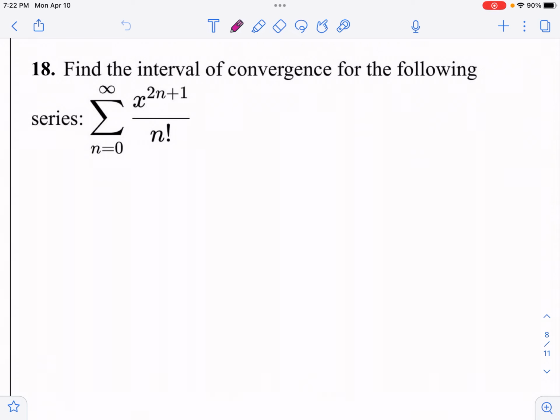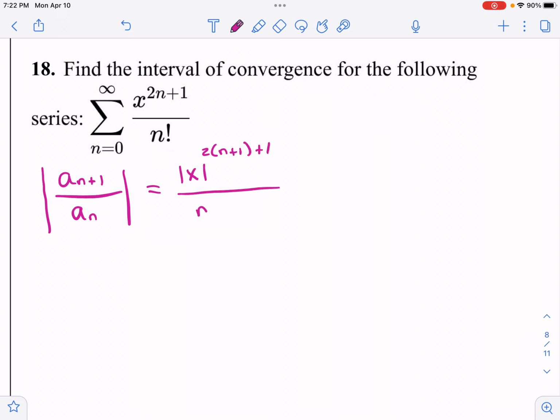Okay, we've got to find the interval of convergence for this series here. We use the ratio test. The only thing that needs absolute values is the x part. Be a little mindful here, right? It's 2 quantity n plus 1 divided by n plus 1 factorial.